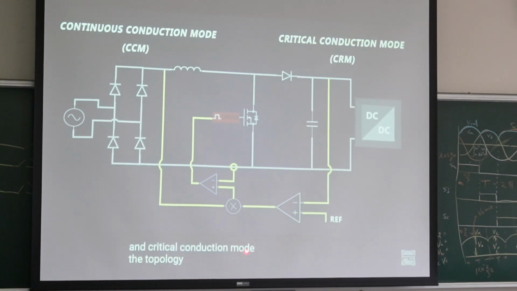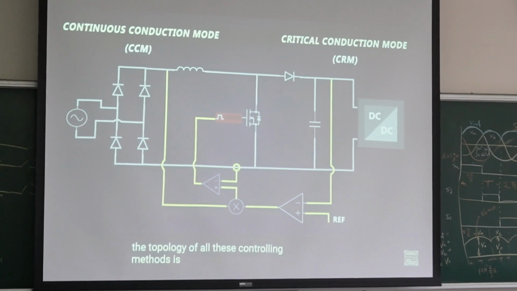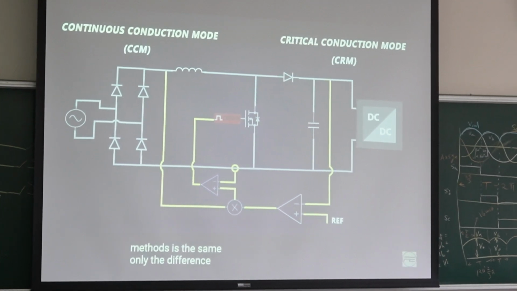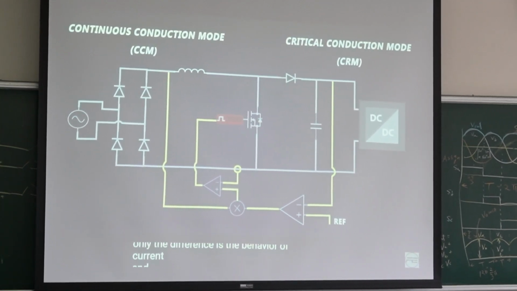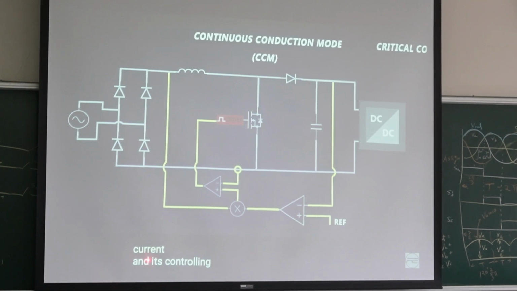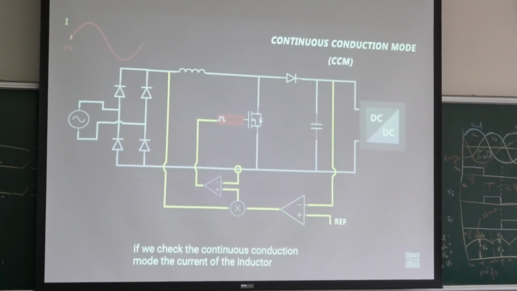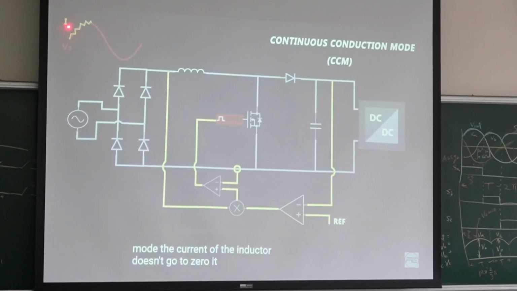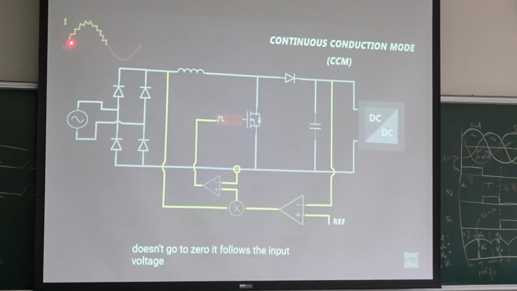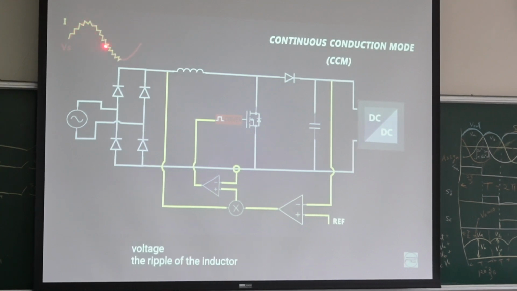The mode of all these controlling methods is the same, only the difference is the behavior of current and its controlling strategy. So we can control the current in different ways. If we take the continuous conduction mode, the current of the inductor doesn't go to zero. So this follows the voltage. Now we follow the voltage.